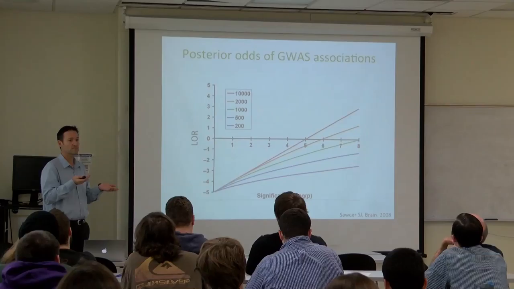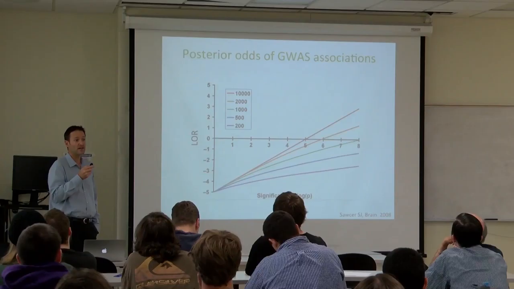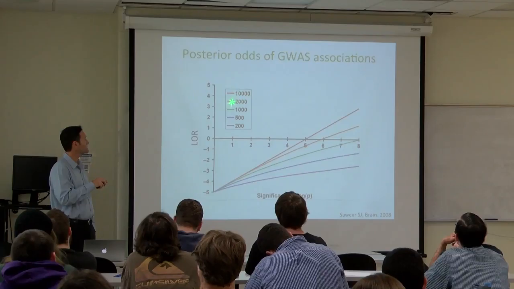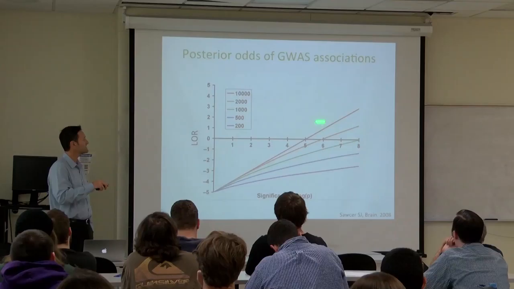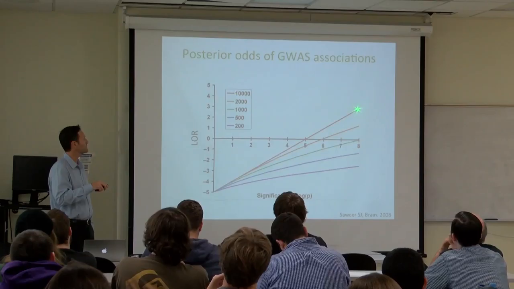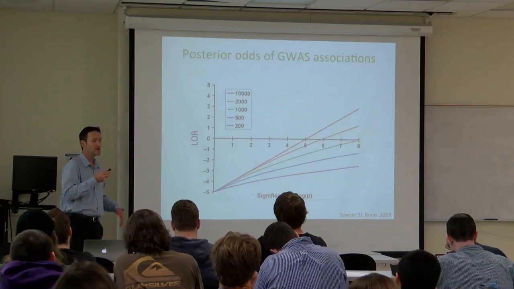Even though that p-value is fairly significant, there are chances that it may be a false positive. If you compare that to a sample size double that, 2,000, the same p-value already gives you 10 times more likely to be true than false. And if you have 10 to the minus 8 with 10,000 individuals, that's about 1,000 times more likely to be true than false. So this is an important aspect when one tries to do this kind of study.